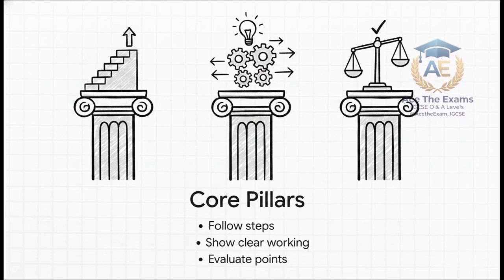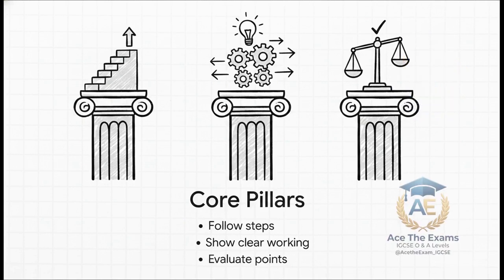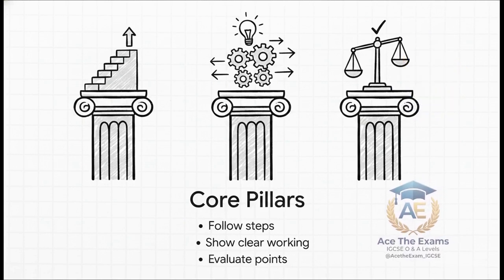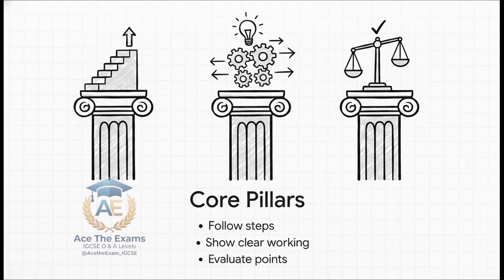And number 3 is the last 5 minutes review checklist. Move beyond the basic facts by rigorously checking that you have evaluated the perspectives and justified your hypotheses with text-based evidence. If you aren't doing that in the last 5 minutes, you are leaving marks on the table.